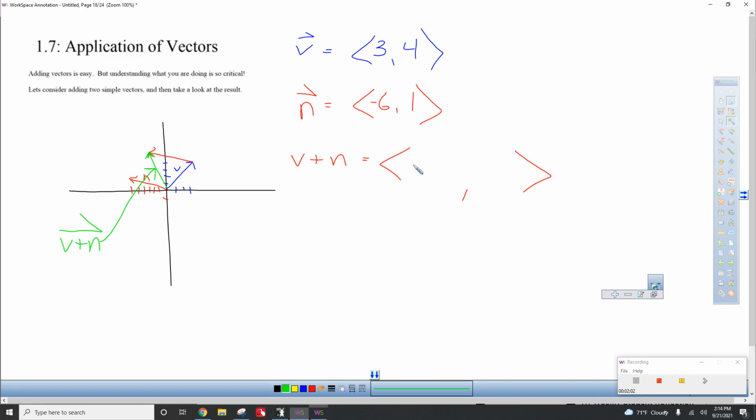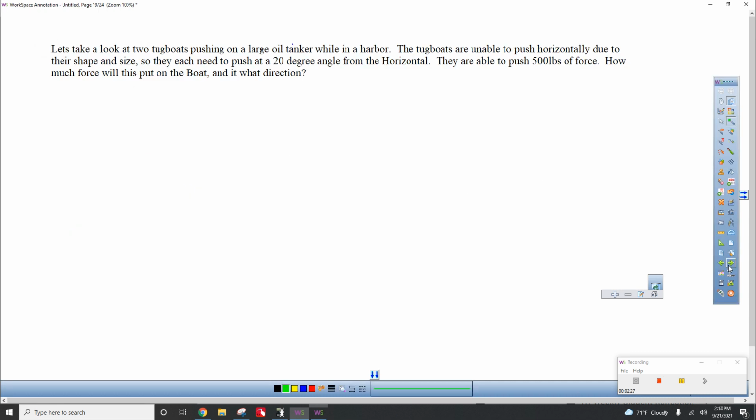3 plus negative 6 is negative 3. 4 plus 1 is 5. And indeed, that vector looks like it's negative 3 and up 5. Okay? So when we add vectors, the result is going to be called the resultant vector. And there's a lot of geometry to understand and comprehend this. So let's take a look at a real life example.